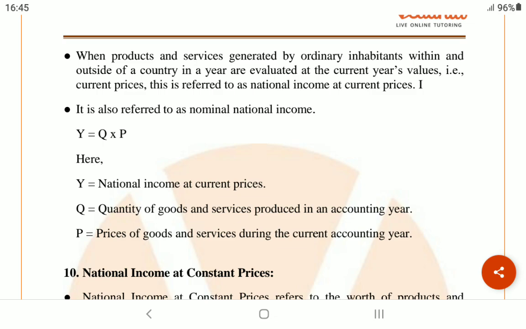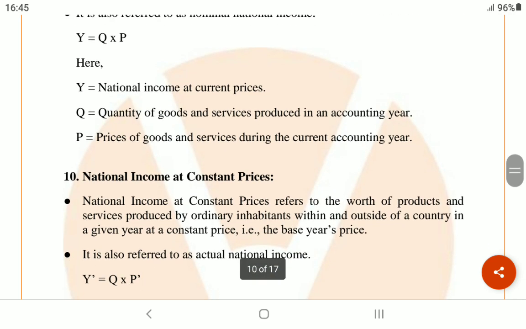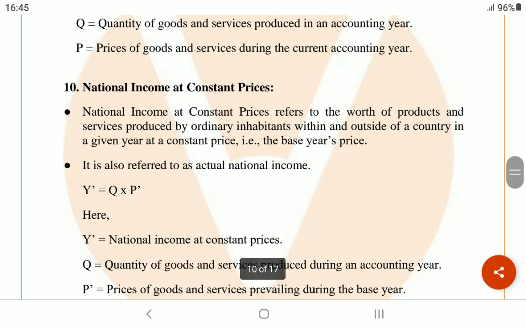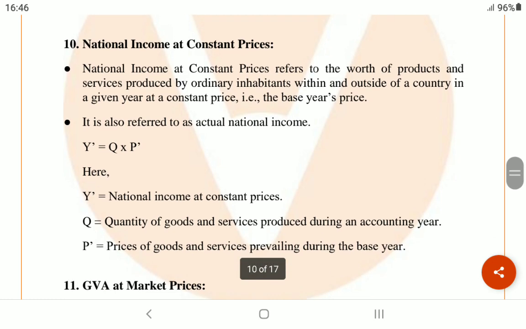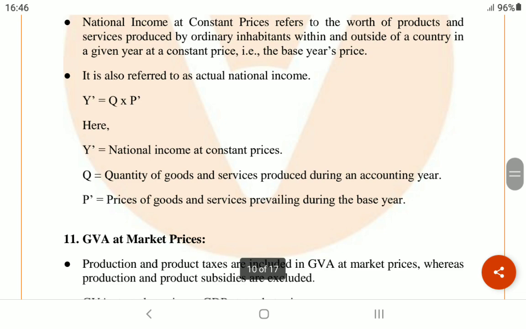Next, the 10th one, national income at constant prices. National income at constant prices refers to the worth of products and services produced by ordinary inhabitants within and outside of a country in a given year at a constant price, the base year price. It is referred to as Y to the power comma, that is national income at a constant price. Q is the quantity of goods and services produced during an accounting year. P is the price of goods and services prevailing during the accounting year.